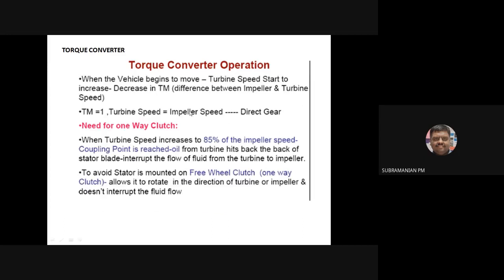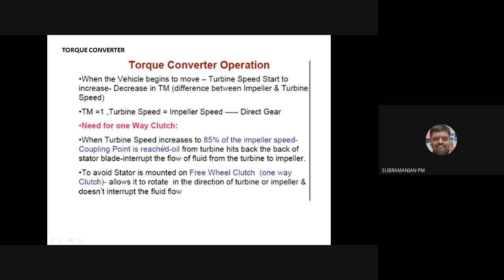So what happens when the vehicle begins to move? Turbine speed starts to increase, and there is a decrease in torque multiplication. Why? Whenever there is a difference between impeller and turbine speed, and the turbine speed is zero, torque multiplication is maximum, and the maximum amount of torque is given. Once the turbine starts rotating, torque multiplication is reduced. Torque multiplication will be 1 when the turbine speed equals the impeller speed. I will term it as direct gear.